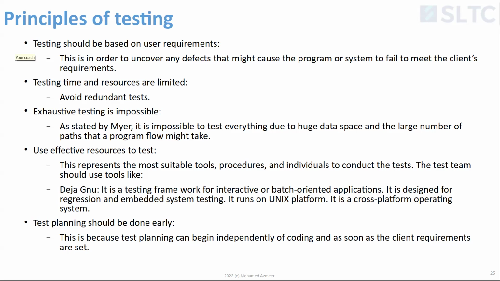Use effective resources to test. What does that mean? You can test everything manually, but then humans have a limit, isn't it? We can't be testing everything all the time. So we need some help, either from software or other people, whatever it may be. So we'll look at some software later. DejaGnu is a very famous one. It is designed for regression and embedded system testing. Regression meaning when you change something, you want to test again and see whether the system is behaving just like before, right?